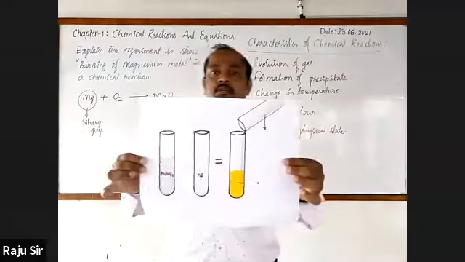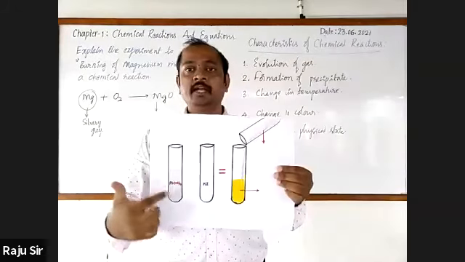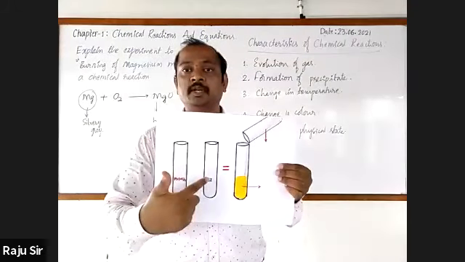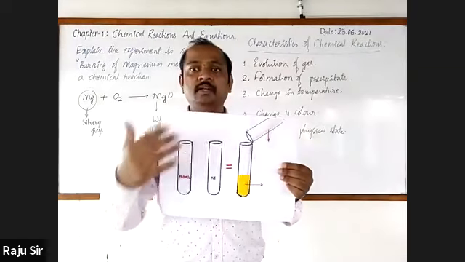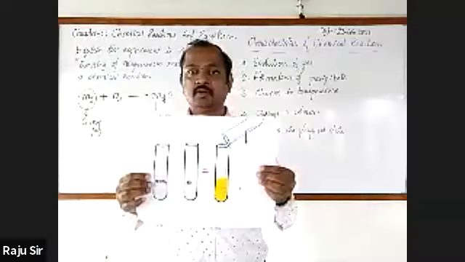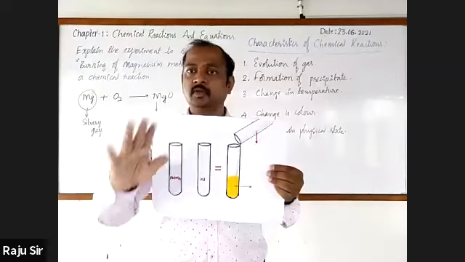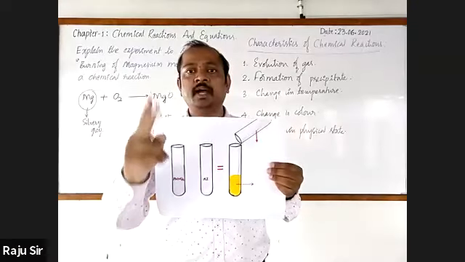I am showing you the chart in which lead nitrate reacts with potassium iodide. Then what are the characteristics that can be observed? Formation of precipitate and change in color. Very good, very good. Formation of precipitate, change in color. Excellent. Two observations, two characteristics can be identified.